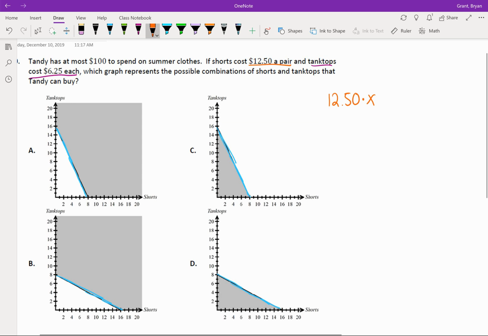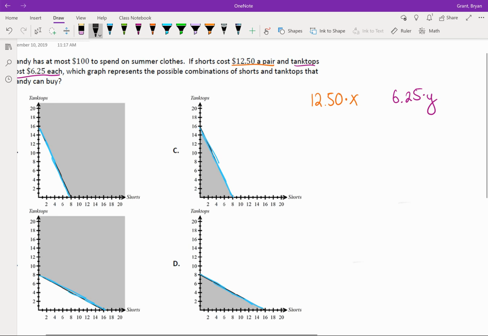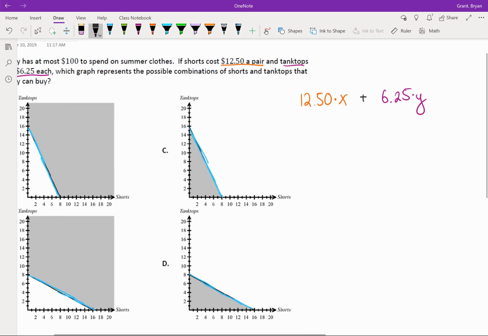Okay, and then after she buys shorts, she's still looking for tank tops. Same idea though. Tank tops are $6.25 each, so $6.25, and we're going to multiply that by another variable. It looks like tank tops are on the y-axis, so let's call it y. So if the orange represents the total amount of shorts and the purple is the total amount of tank tops, if we want to find the grand total of everything, we need to add these two together.